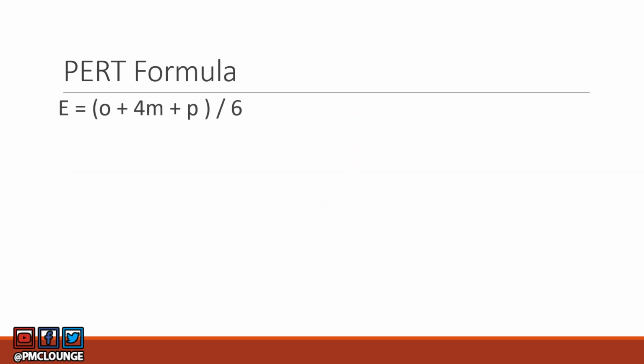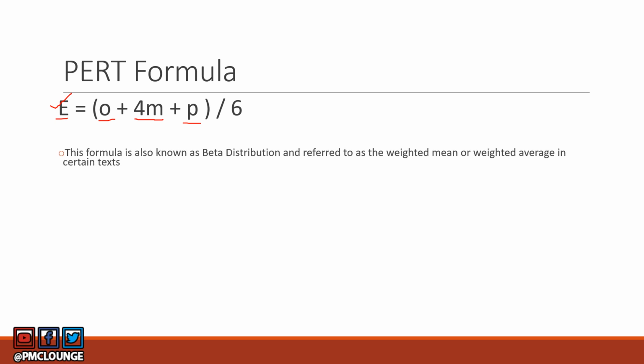Now, what is the PERT formula? It is quite similar to the three-point estimate formula, but you can see here E equals O plus 4M plus P, divided by 6. So here the estimate equals the optimistic value plus 4 times the most likely value plus the pessimistic value, and all of it divided by 6. Now, this formula is also known as beta distribution. Again, the same logic applies here. Triangular distribution was the three-point estimate, and PERT is your beta distribution. And it is also referred to as the weighted mean or weighted average in certain texts.